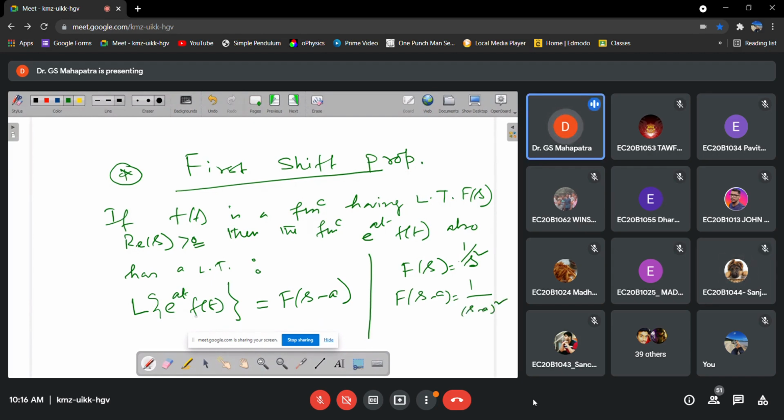So that means, if you know the Laplace transform of a well-known function f of t, there is no need to find the integration again. Only what you have to do now is replace f of s by f of s minus a. So, clear? Anybody having any doubt?